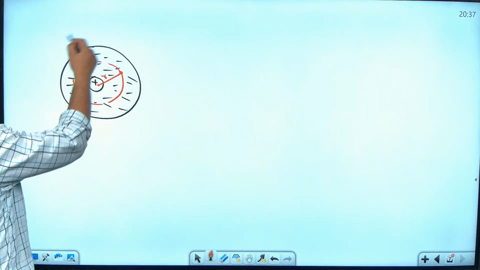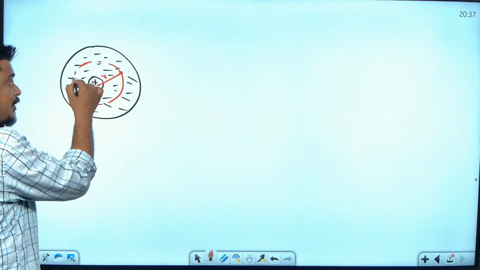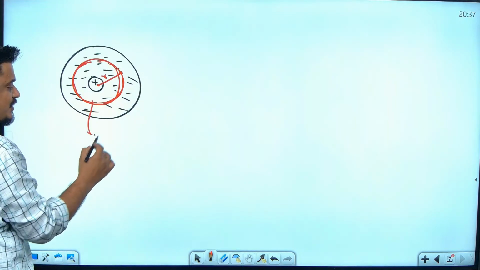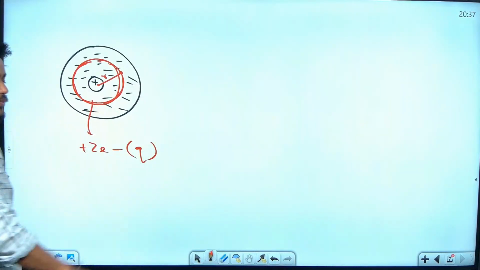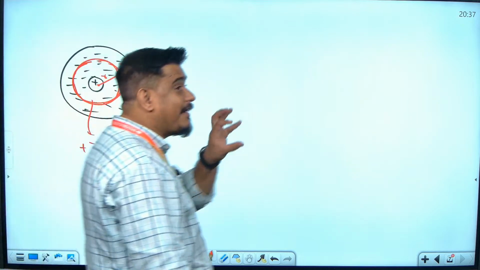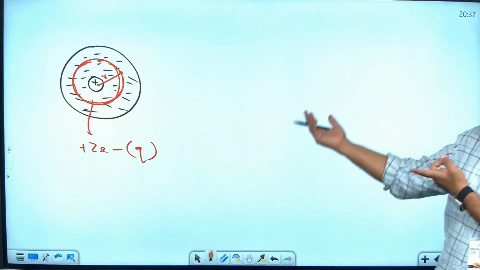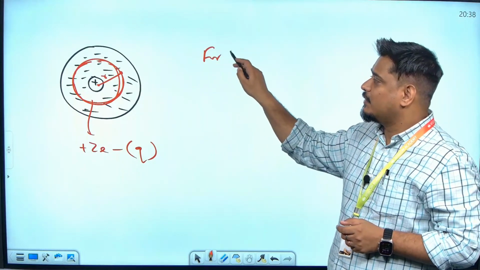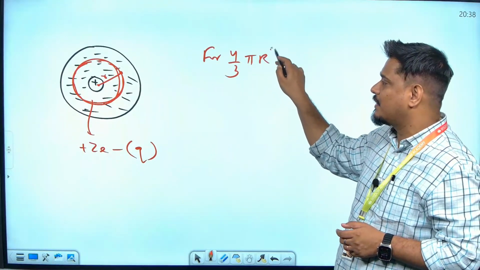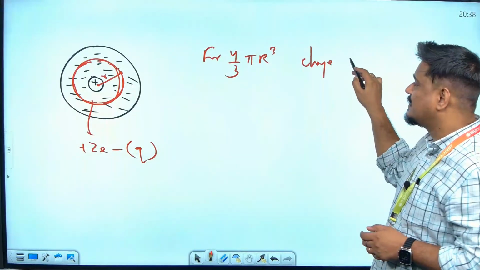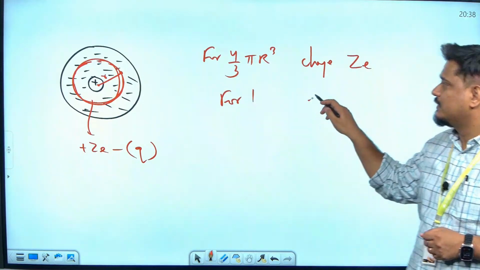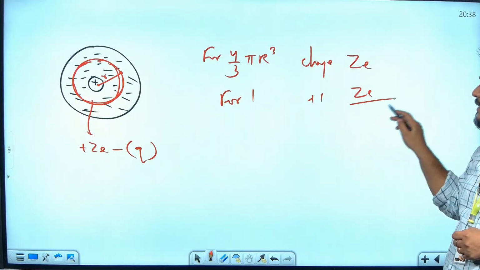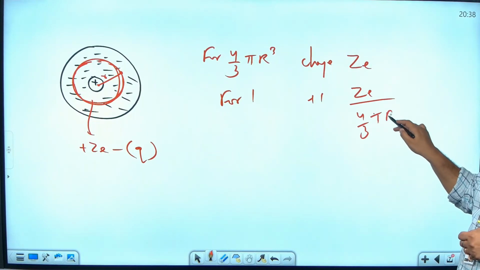So if it is the entire sphere, I can say plus ZE minus ZE, zero charge. But if it is a given particular volume, then the charge will be plus ZE minus something, which I don't know, I am writing it as Q. So first I want to find the value of Q. For the whole sphere, for 4 by 3 pi R cube, the value of charge is ZE. Then for unit volume, the charge will be equal to ZE by 4 by 3 pi R cube.